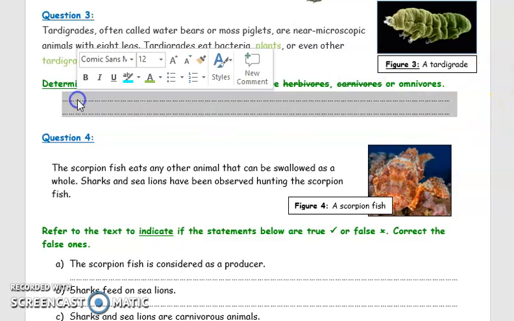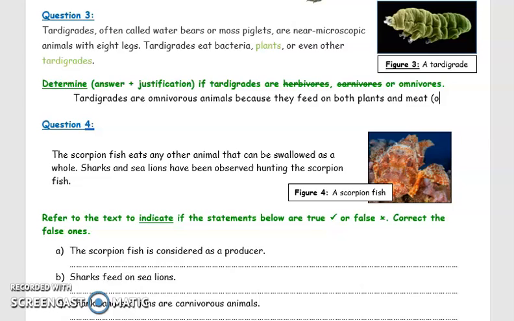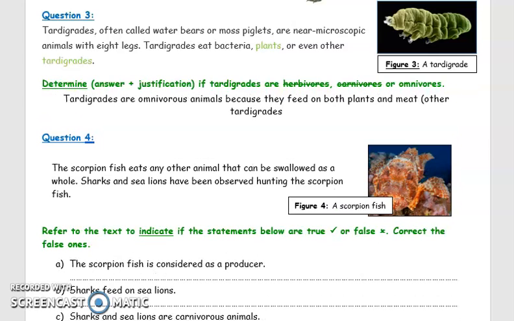They are omnivorous animals. So tardigrades are omnivorous animals because they feed on both plants and meat. Meat in here is other tardigrades.